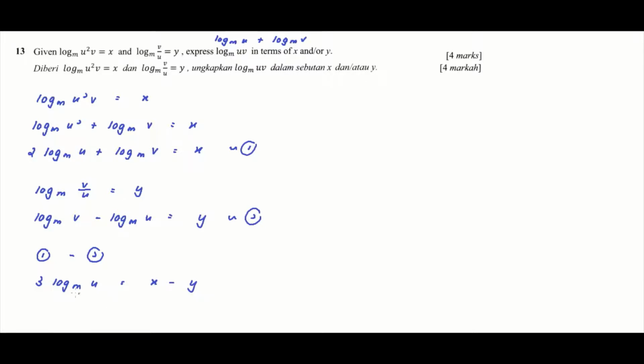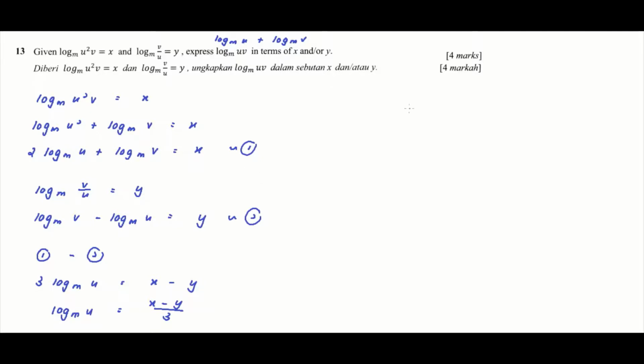Okay, so from here I'll be able to get log mu already. So I'm just going to move the 3 to the other side. So x minus 3 y over 3. So this is the first thing that I get. Then I'll be able to continue with either one.